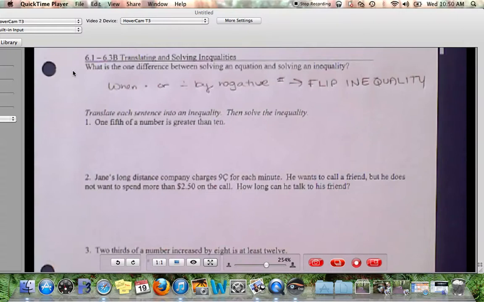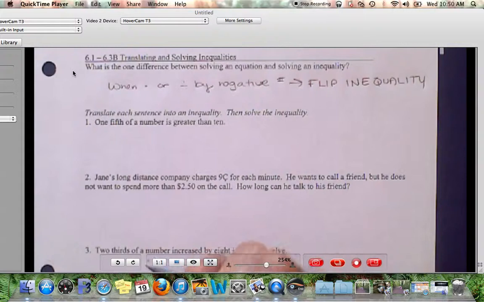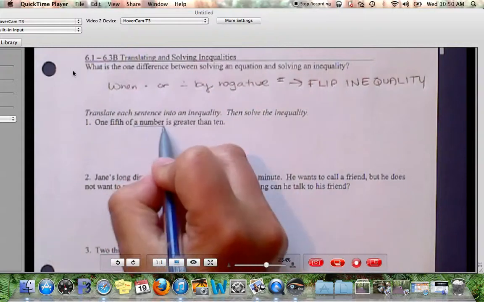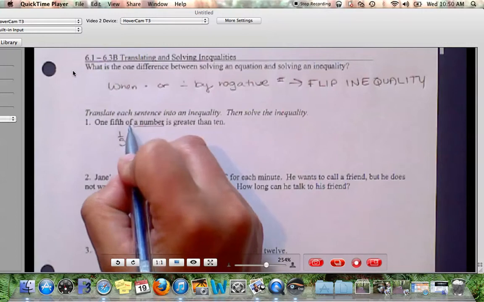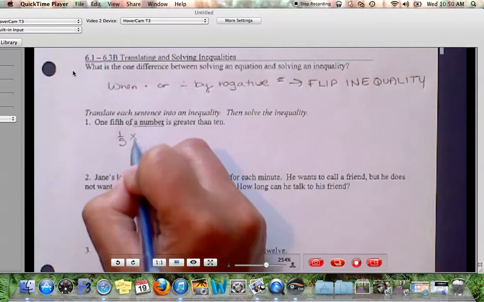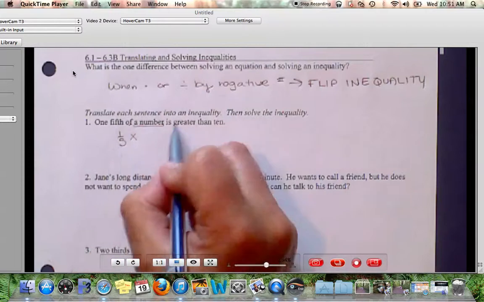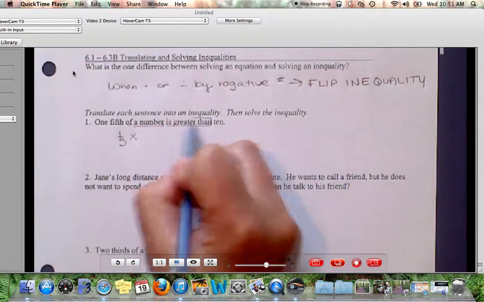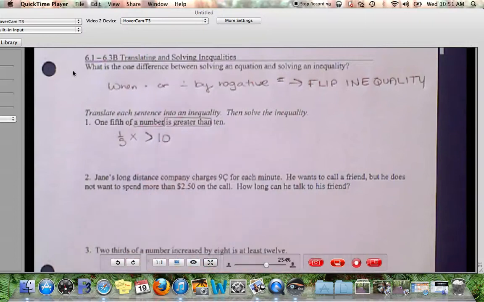All right, let's see how you did. It says 1/5 of a number. Now a number represents the variable. We don't know what the number is. 1/5 of tells you that you're multiplying. So when we multiply it by our variable, we can just put 1/5 times x next to it. You don't have to put a multiplication symbol. 1/5 x is greater than 10.